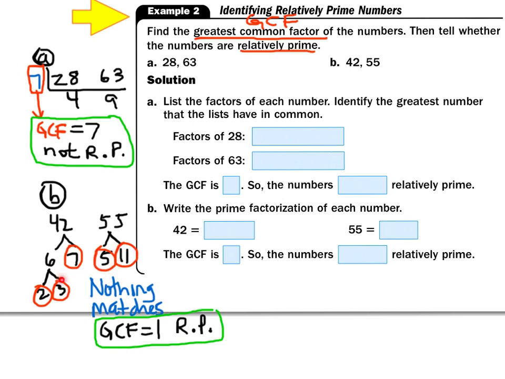Now notice, in both of the trees, there is no number that they have in common. Nothing matches. So when that happens, you know the greatest common factor of both of those numbers is 1, and so it is relatively prime. And you can just put RP.